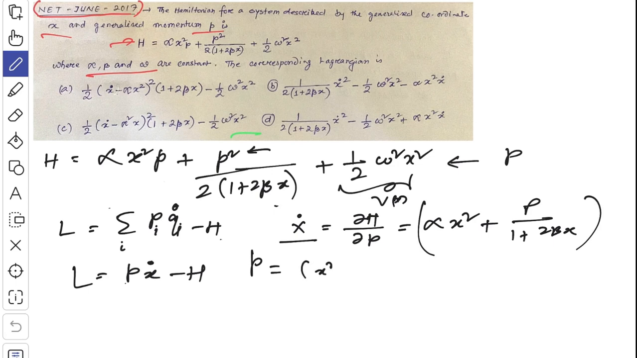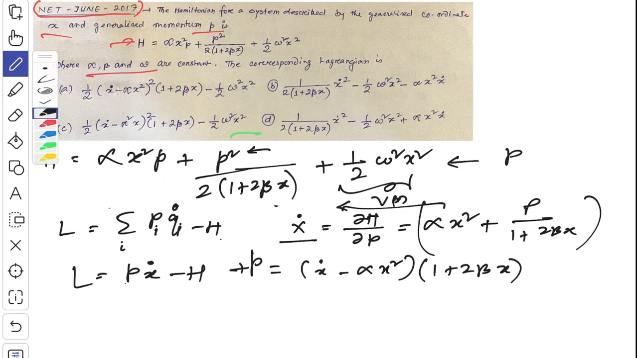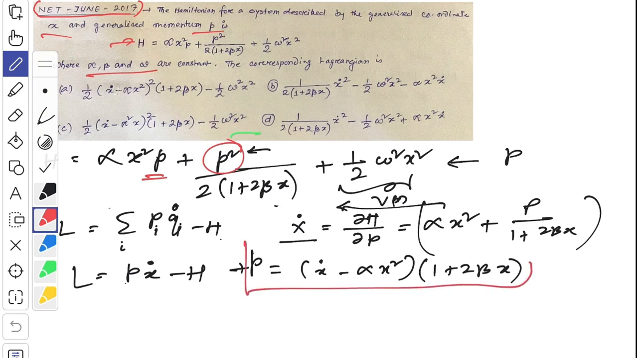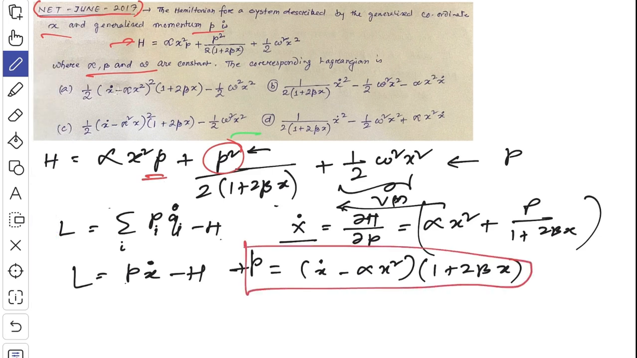You will get x dot minus alpha x square, into 1 plus 2 beta x, isn't it? This term is brought to the left hand side, then cross multiplication and further simplification, and we have got this value of p. So now replace p and p square by this value of p in the Lagrangian. Then what will we get?